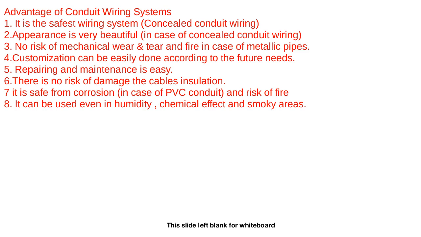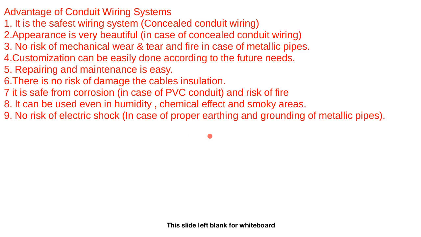The other advantage, number nine, is that there is no risk of shock in case of proper earthing and grounding of the metallic pipes. This is something that we talked about when you're talking about the protection. Every metallic object that is there in the installation needs to be earthed. So if you earth your metallic conduits well, then that risk of shock is eliminated. For the PVC conduits, we know plastics are not good conductors of electricity, so they don't have that risk of shock.